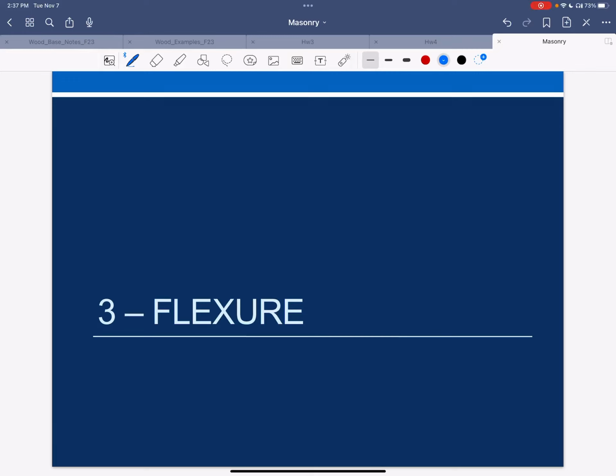All right, we're getting closer to doing an example here. Let's start with the topic we typically start with when we're looking at brittle type material, and that's flexure. So a lot of this is going to look a lot like concrete. The biggest difference is we're looking at allowable stresses instead of ultimate case, right?